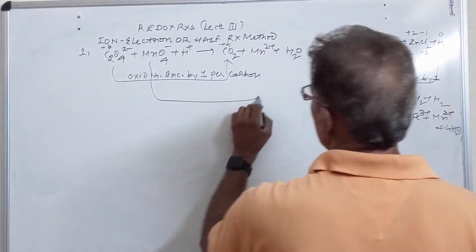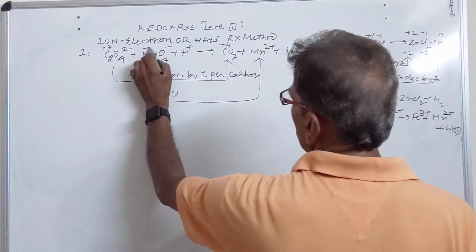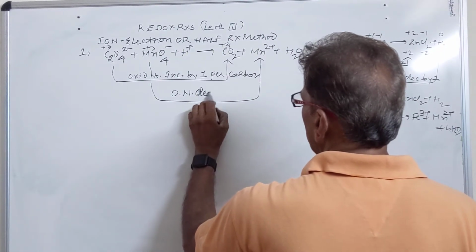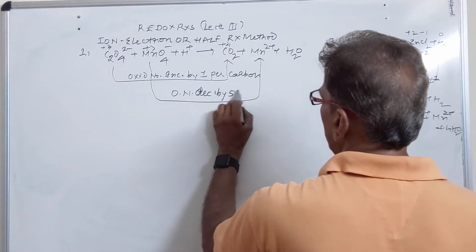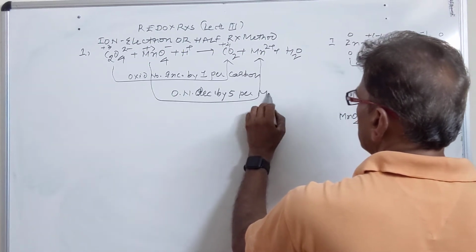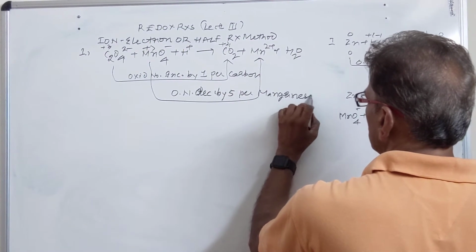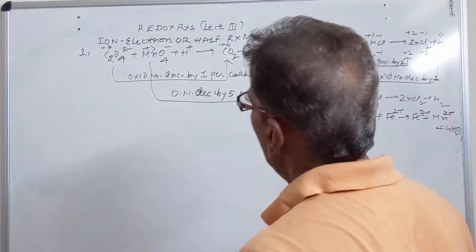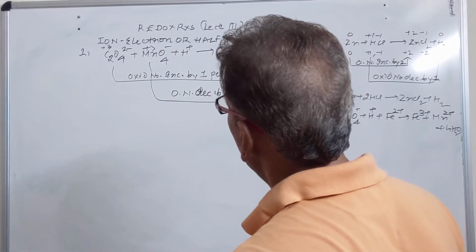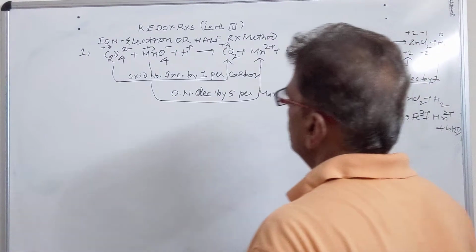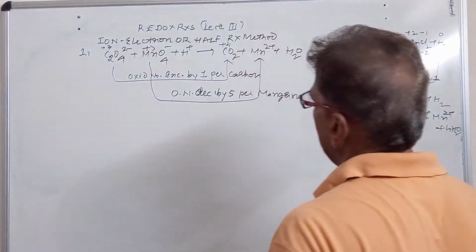In this case, the oxidation number decreases by 5 per manganese. So the increase in oxidation number has to be balanced with the decrease in oxidation number. So how to balance it? Let us go for that.